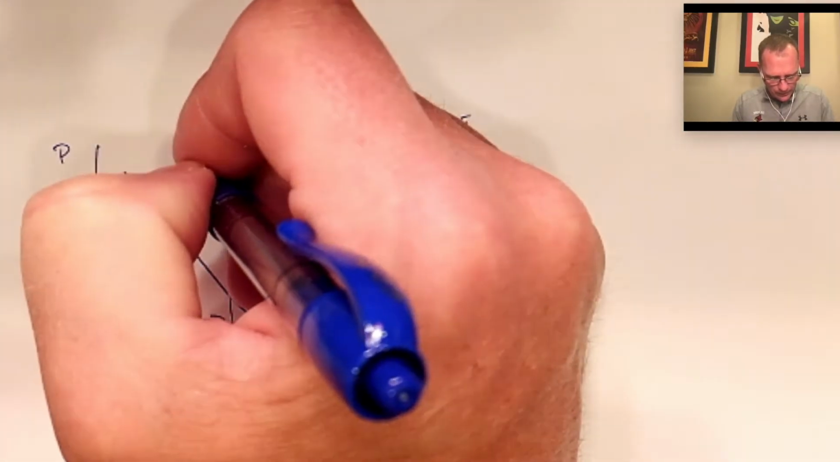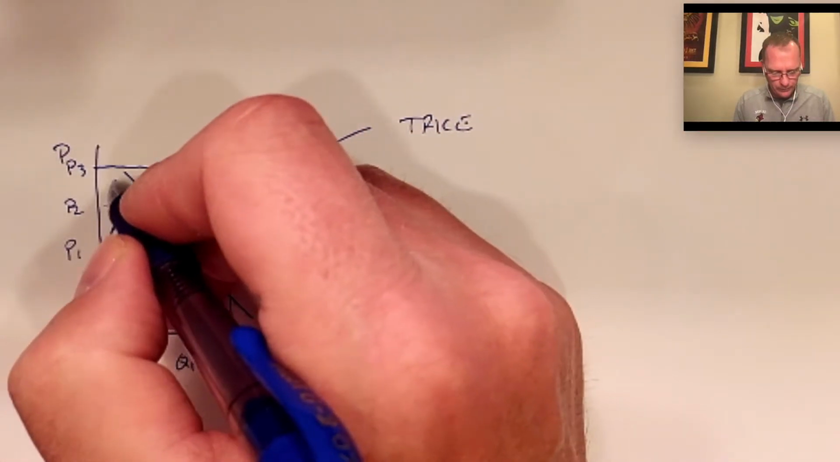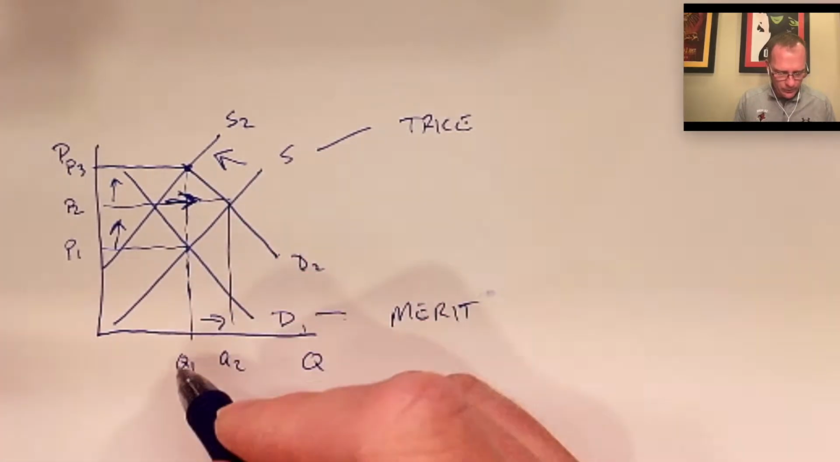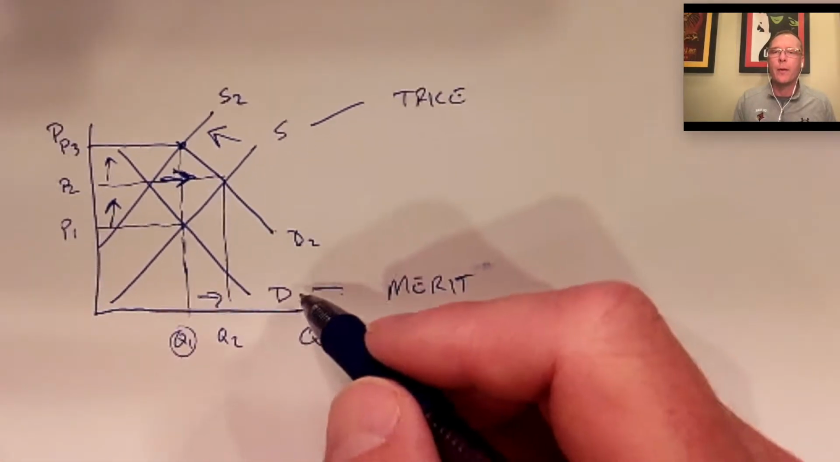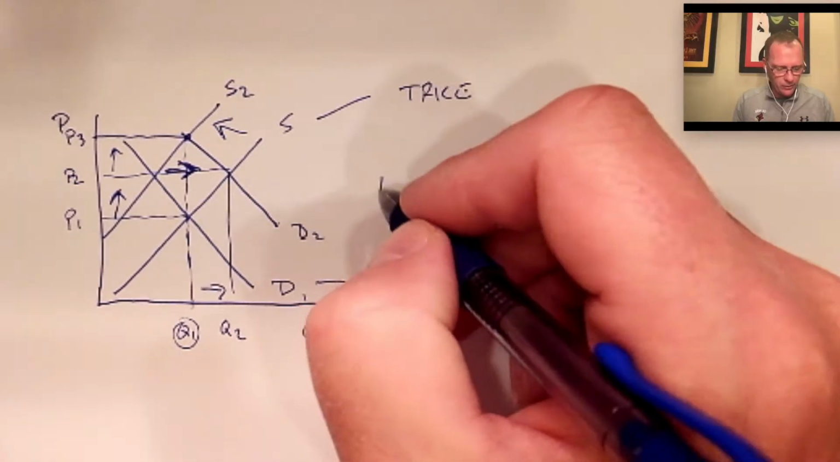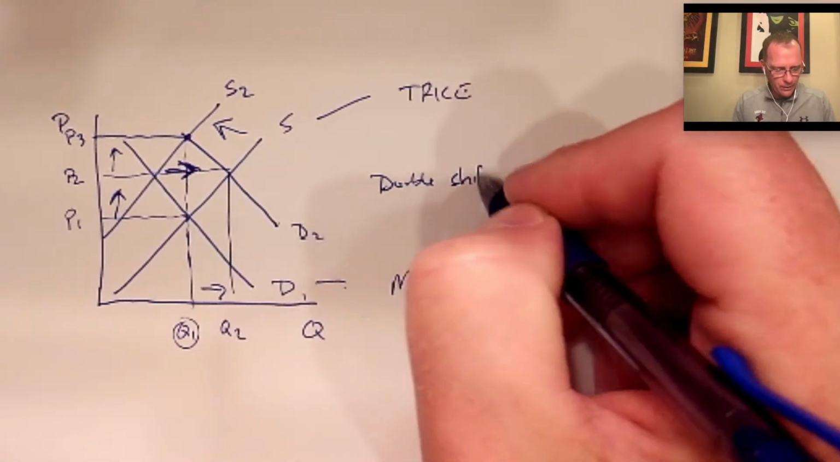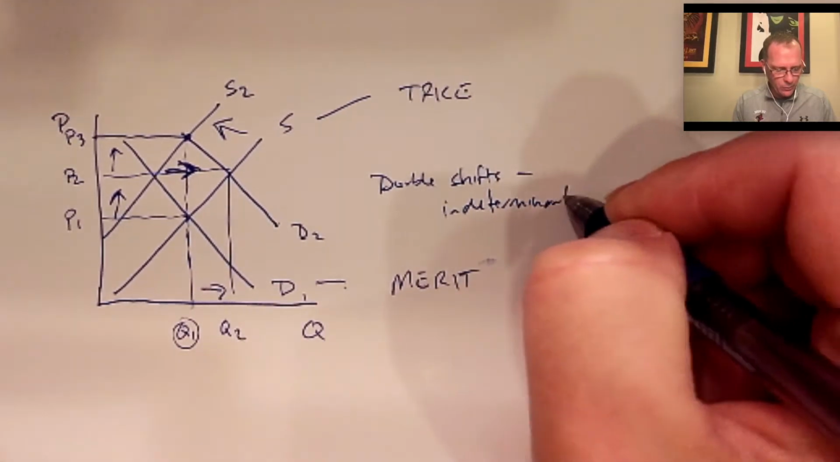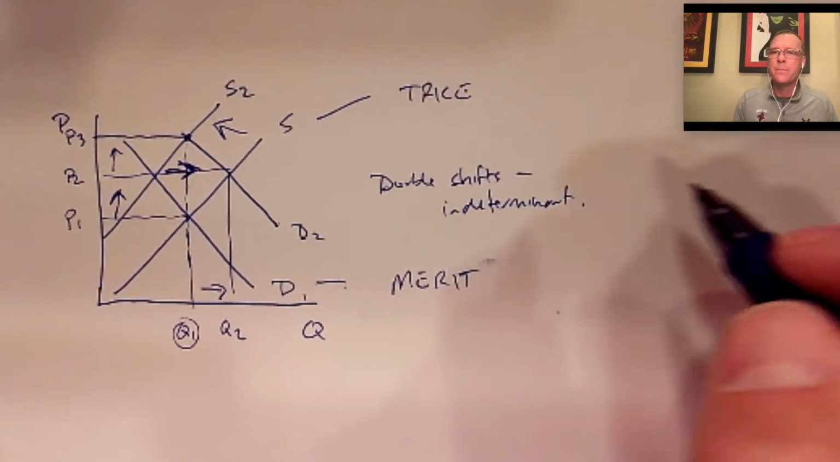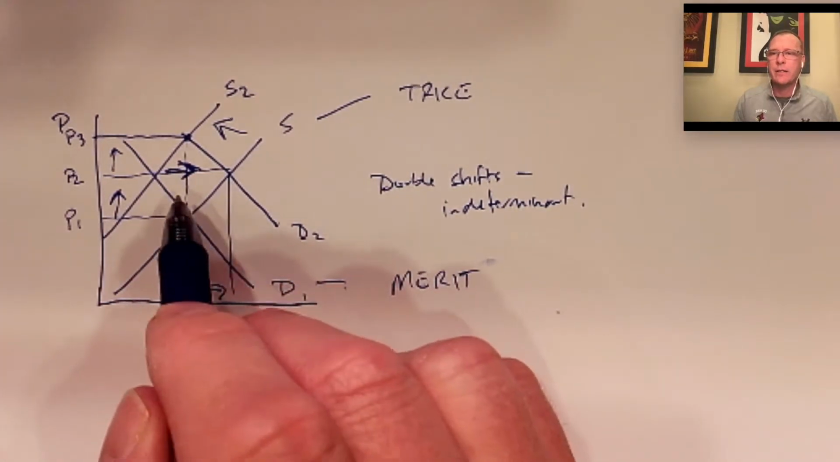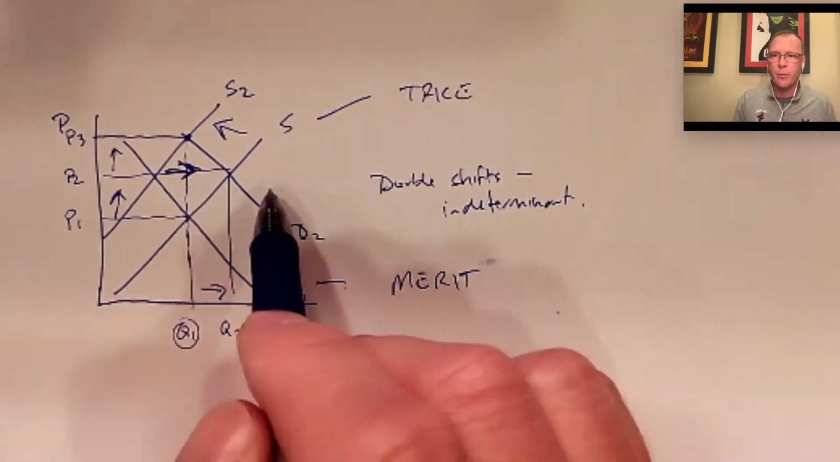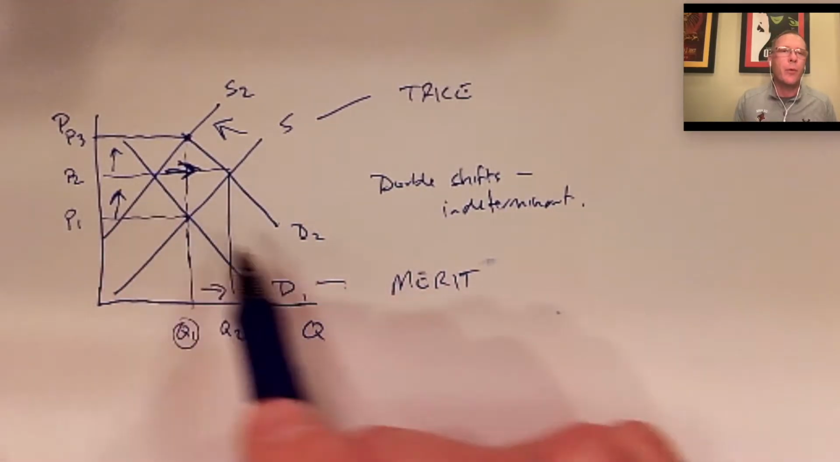We are going to see a higher price for sure in terms of P3, but the way I drew it, who knows, you might be back at Q1 or something like that. Remember, in the case of double shifts, there's always something indeterminate. In this case, quantity is unknown, but sometimes if you shift them both the same way, it might be price that is unknown.